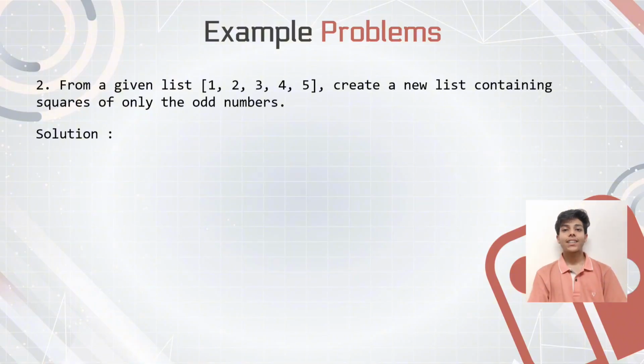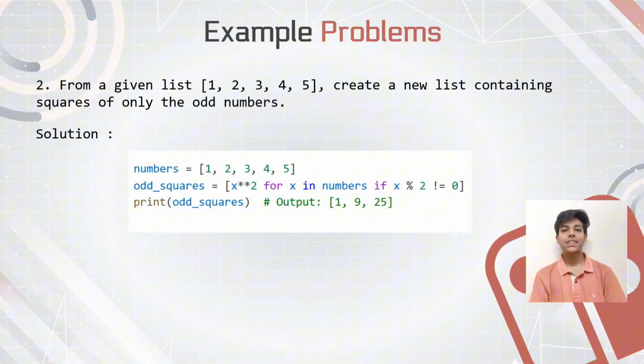Now, the second question asks us to print the squares of all the odd numbers in a given list. So first of all, we'll store all of these numbers in a single list, and then we'll create another list odd squares by using list comprehension as x star star 2 for x in numbers if x percentage 2 is not equals to 0. What this will do is check if the number is odd, and if it is odd, then it will store the square of the number in the odd squares list. Finally, when we print out odd squares list, we'll get 1, 9 and 25 as our output in the list.